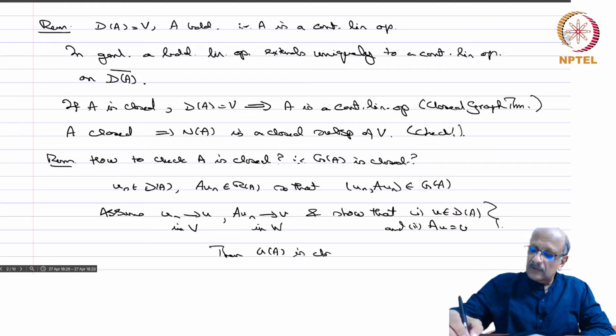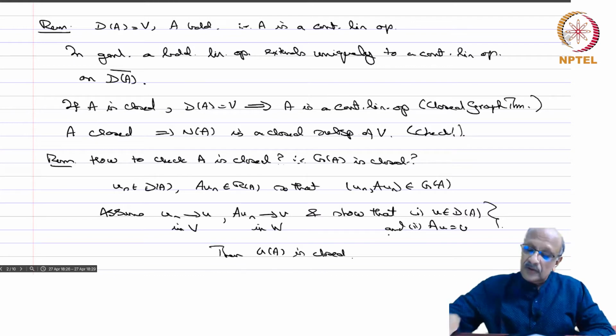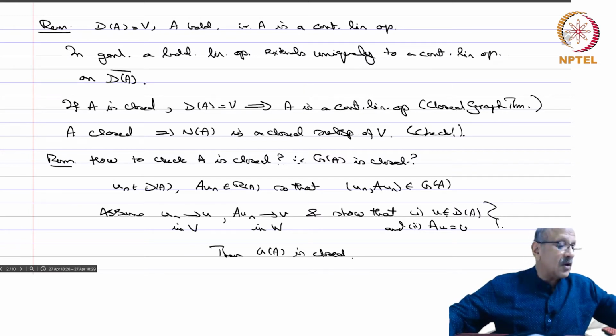So, this is the method we will always follow, okay, because if you take (U_n, AU_n) in the product space going to (U, V), we want to show that (U, V) is in the graph also. So, U must be first of all in the domain of A and AU must be equal to V, and that is precisely saying that the graph is closed. So, this is how we prove that the graph is closed.